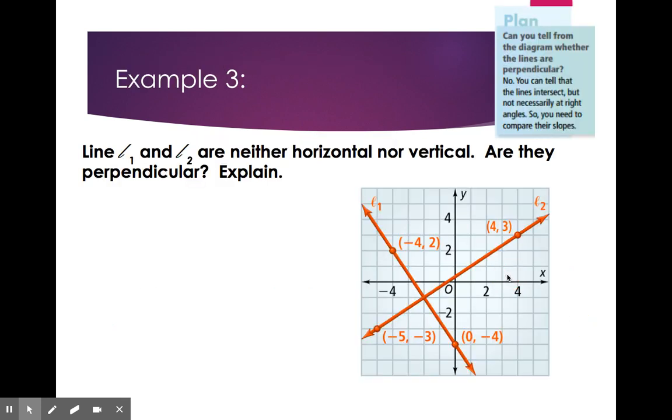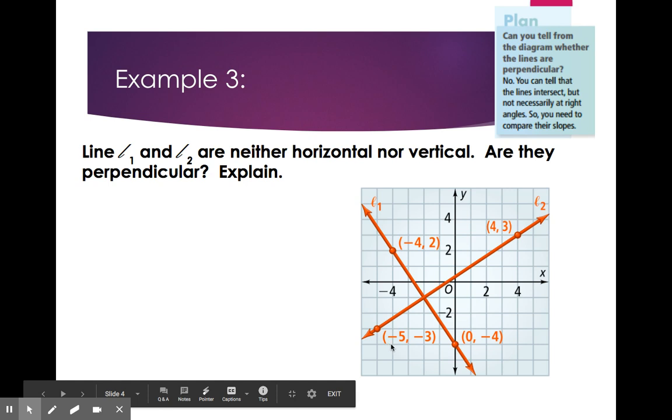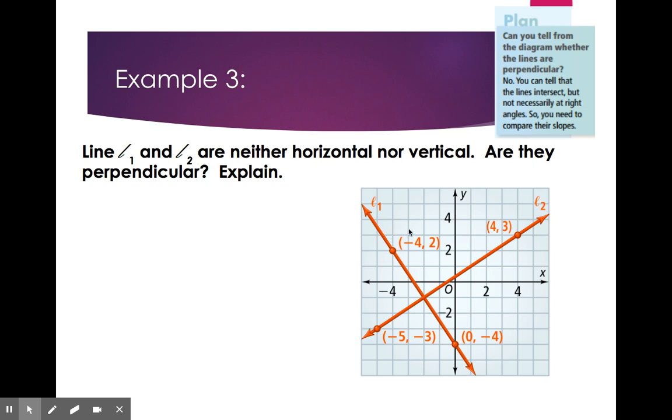Okay, example 3. Line L1 and line L2 are neither horizontal nor vertical. Are they perpendicular? In order to solve this, we need to first find the slope of both of these lines. So let's do this first one here, this negative line. We're going to go down 1, 2, 3, 4, 5, 6 over 1, 2, 3, 4. So -6 over 4. This other one's going to be up 1, 2, 3, 4, 5, 6 over 1, 2, 3, 4, 5, 6, 7, 8, 9. Okay, so +6 over 9.